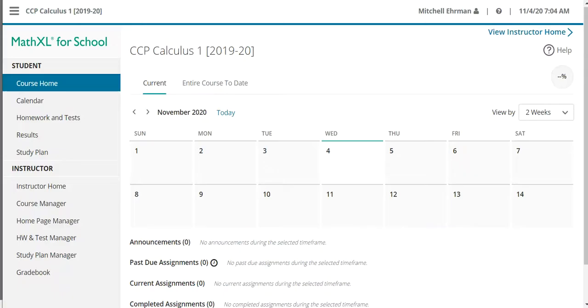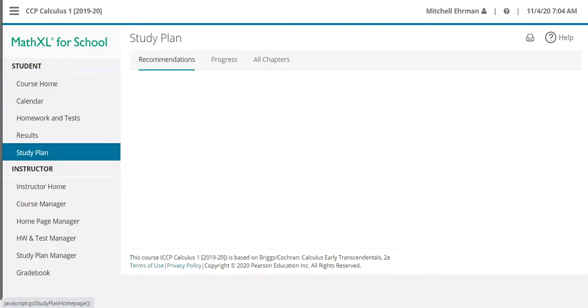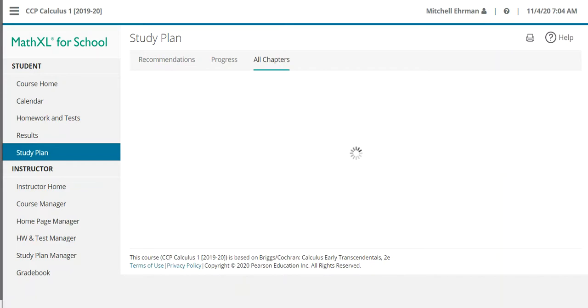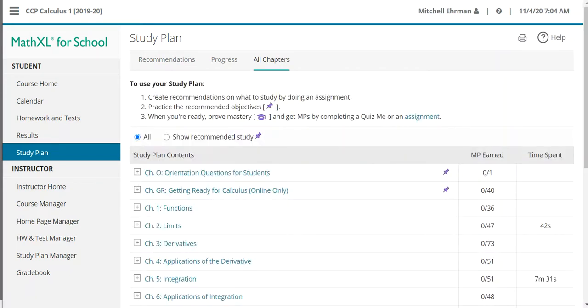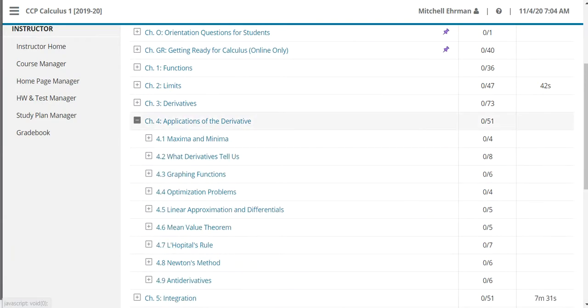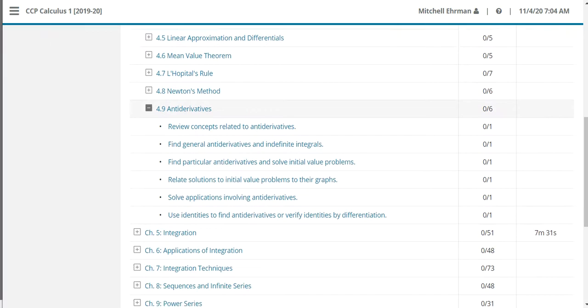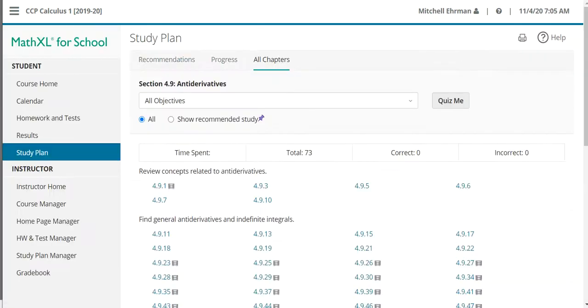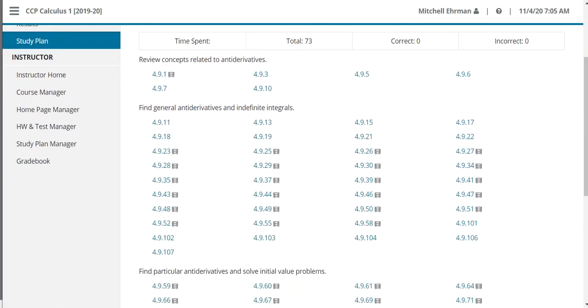But also when you log into Math Excel, this is a sample of what your screen would look like when logged in as a student. If you jump down to your study plan and select all chapters, the section 4.9 can be found by expanding chapter 4 and then expanding chapter 9. And if you wanted to practice within here, you can select any one of these groups. I'm actually going to select all of 4.9 so that I can see all practice problems associated with it.